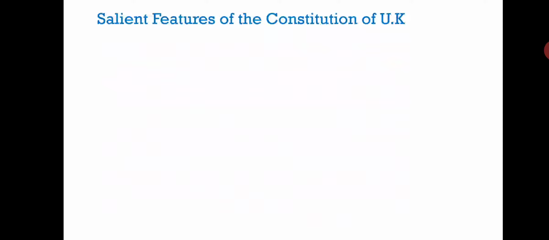Now we are going to see the salient features of the Constitution of the UK in detail. First, partly written and partly unwritten. The first important feature of the British Constitution is its unwritten character.